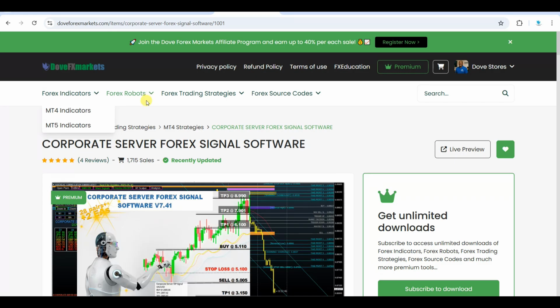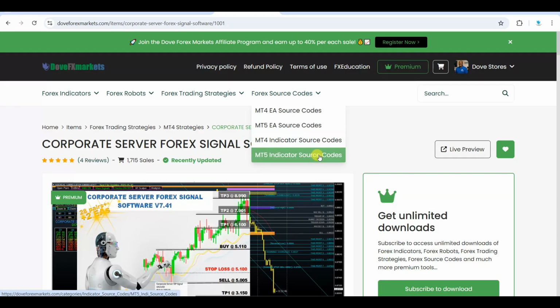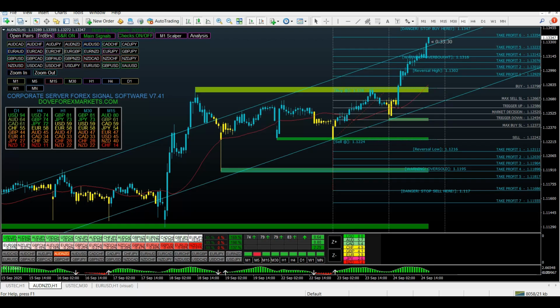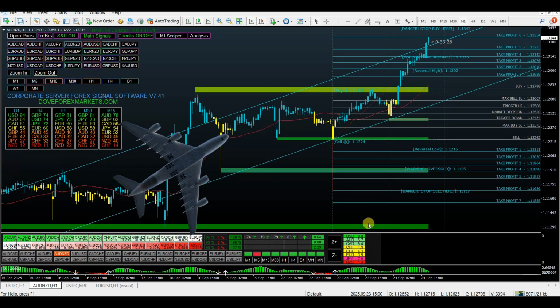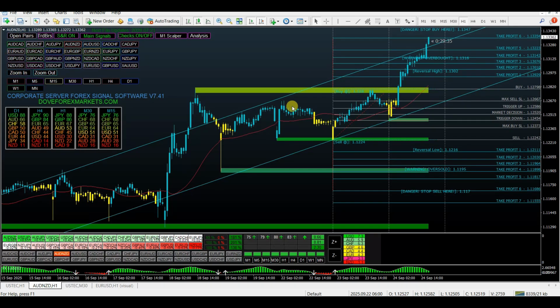At Dow Forex Markets, we are specialized in creating powerful Forex tools, both free and premium, that help traders around the world. Today, I'm excited to introduce you to one of our flagship products, the Corporate Saver Forex Signal software. The key features of the Corporate Saver Forex Signal software.